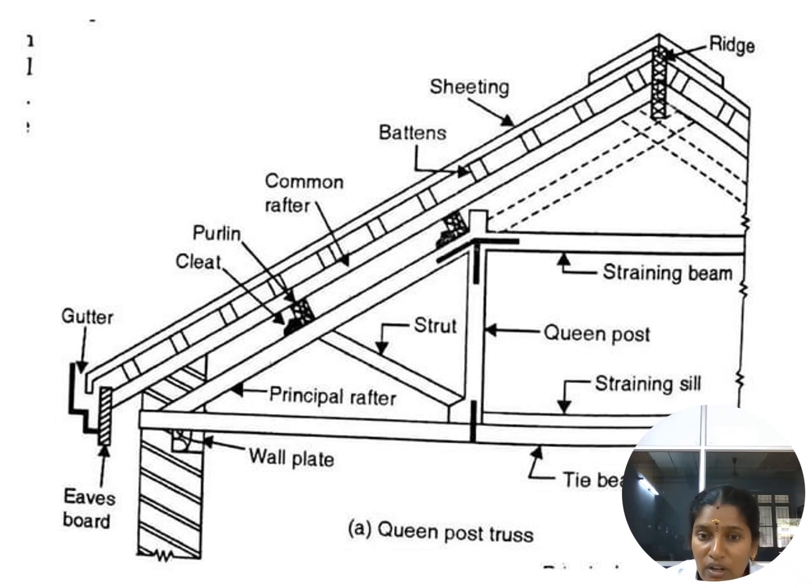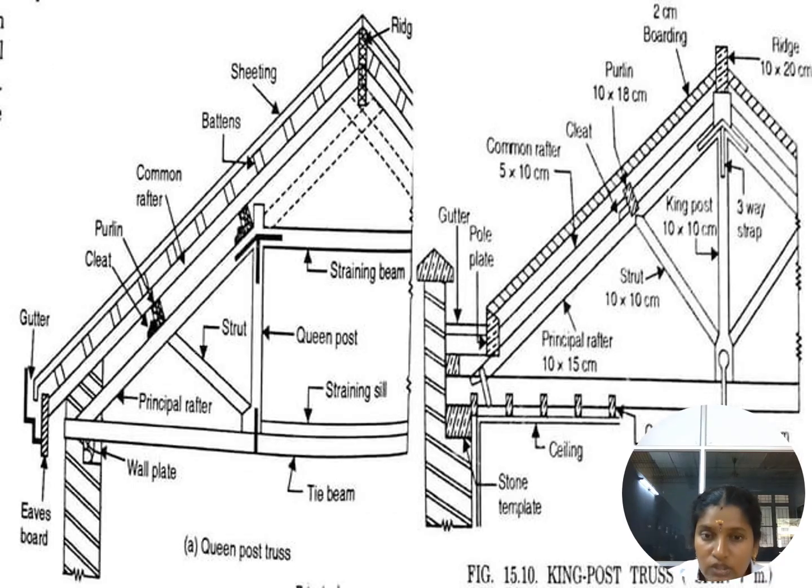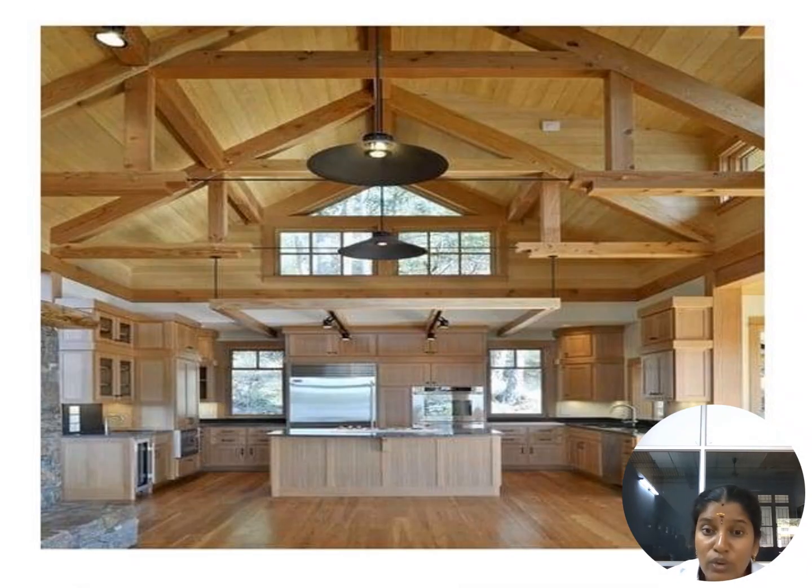This is one example of the queen post truss. Here a straining beam is also provided. This is the main difference between the king post and queen post. One strut is provided here. This is our principal rafter. This is the tie member. This is the queen post. Compared to the king post, which has only one post, this has two queen posts. This is the same principal rafter, purlin, etc. The other conditions are the same. This is the example of queen post and king post, the very simple variation between them. So this is the example of queen post structures.